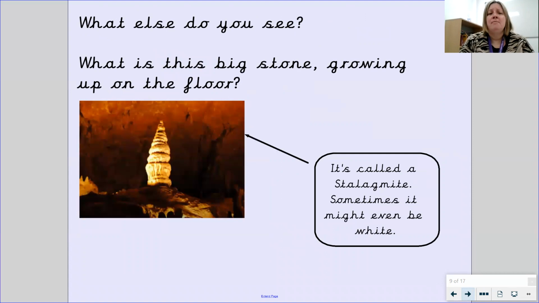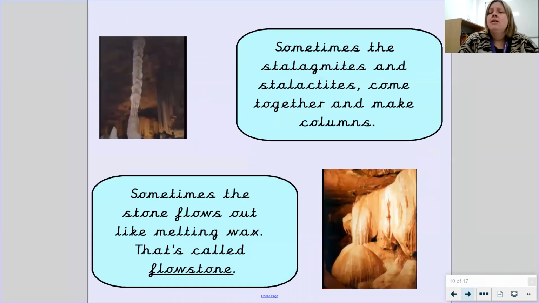What else do you see? We might see a big stone growing up from the floor, and this is called a stalagmite. Stalagmite, stalagmite, stalagmite. Sometimes it might even be white. Sometimes the stalagmites and stalactites come together and make columns. You see the column that it's been made by them coming together in this picture.